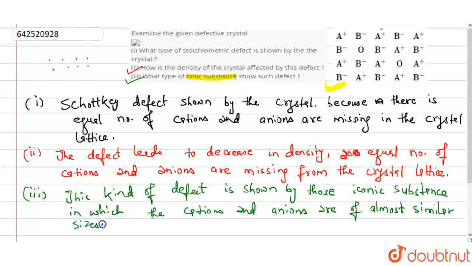Okay, if you want me to give an example, I have example of KCl. If you see KCl, their cations and anions are almost of similar sizes. You can also take NaCl, CsCl. There are multiple examples for describing this defect, so this is for it.